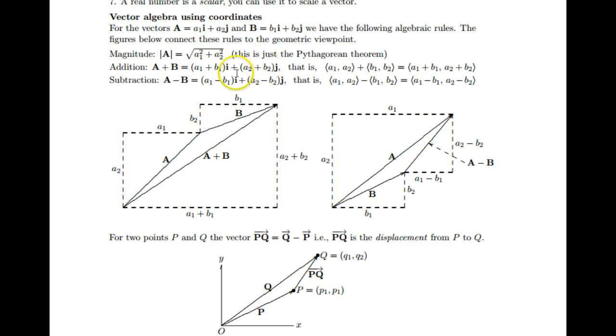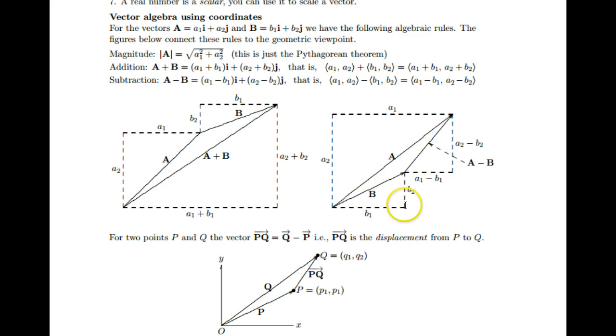So if we add them together, A plus B, we just add together the components. Another way of writing it is in this angle bracket notation, like this: ⟨A1, A2⟩ plus ⟨B1, B2⟩ equals ⟨A1 plus B1, A2 plus B2⟩. And similarly, we can do subtraction.